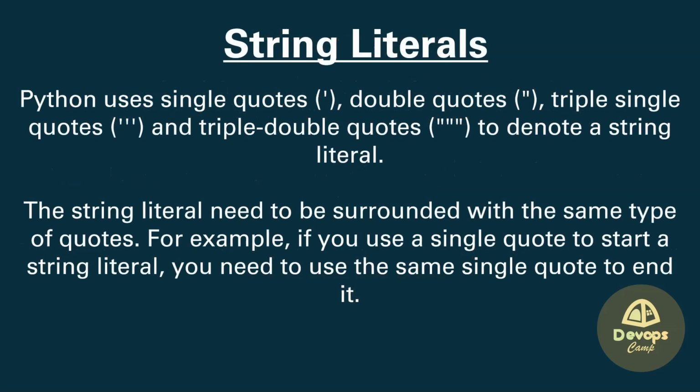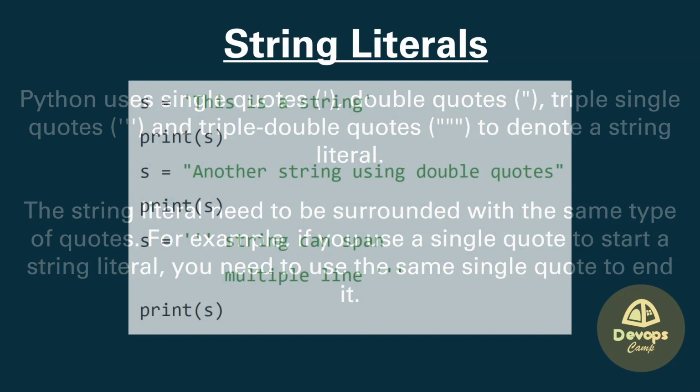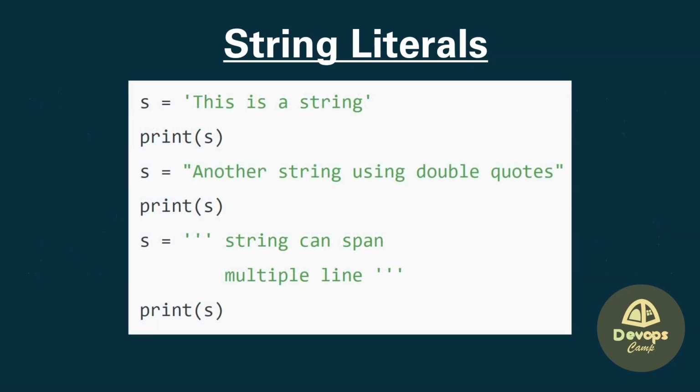Python uses single quotes, double quotes, triple single quotes and triple double quotes to denote a string literal. The string literal needs to be surrounded with the same type of quotes. For example, if you use a single quote to start a string literal, you need to use the same single quote to end it. The following shows some examples of string literals.